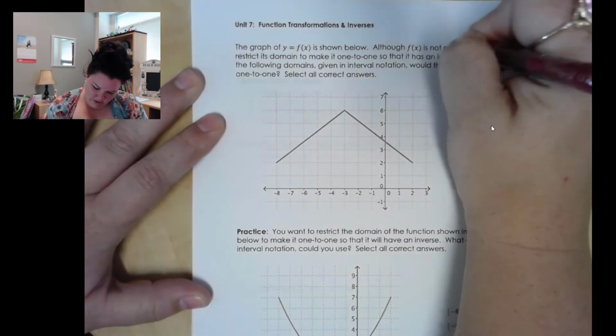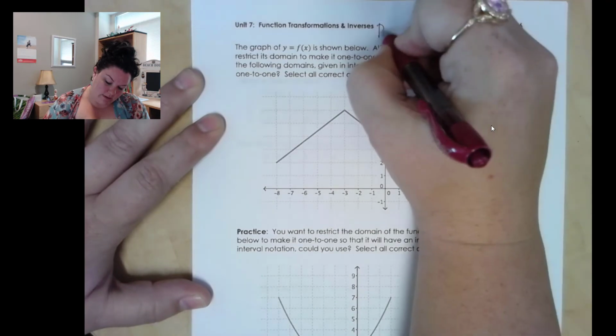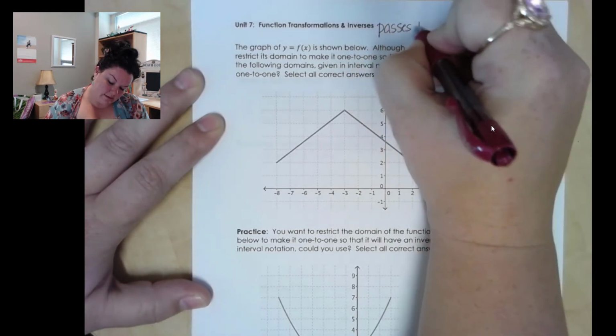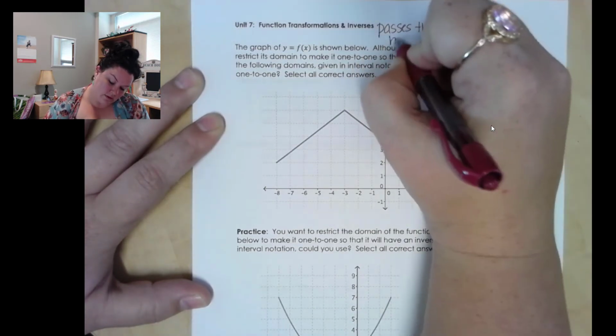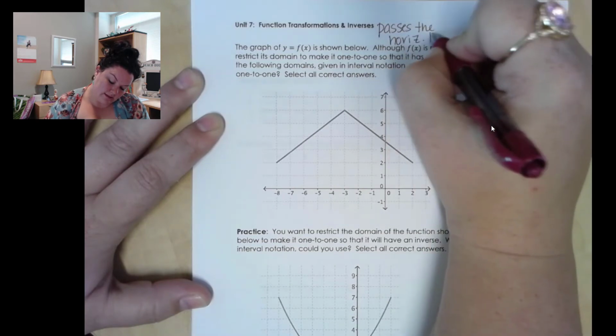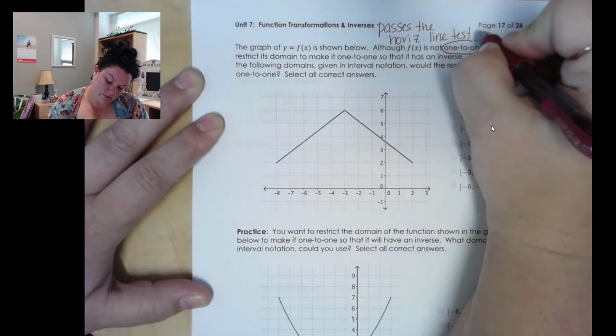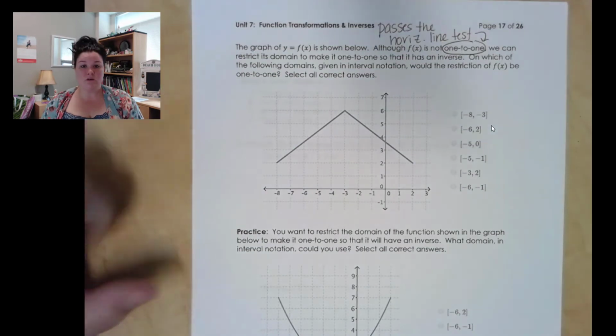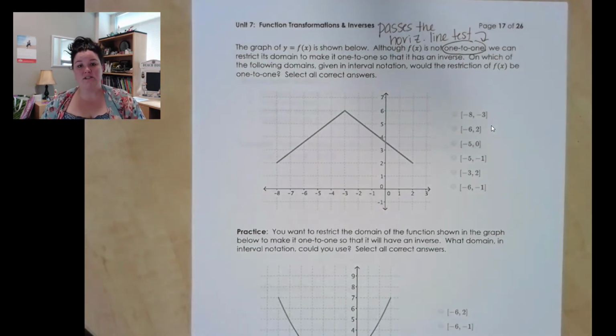Okay, so I'm just going to put a note here. Passes the horizontal line test. Okay, in order for it to be one-to-one, it must pass a horizontal line test.